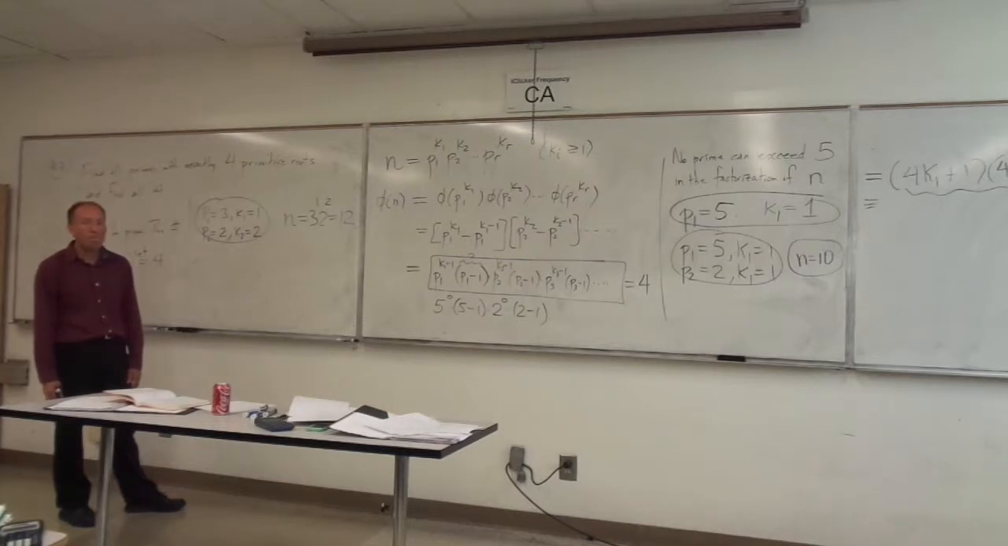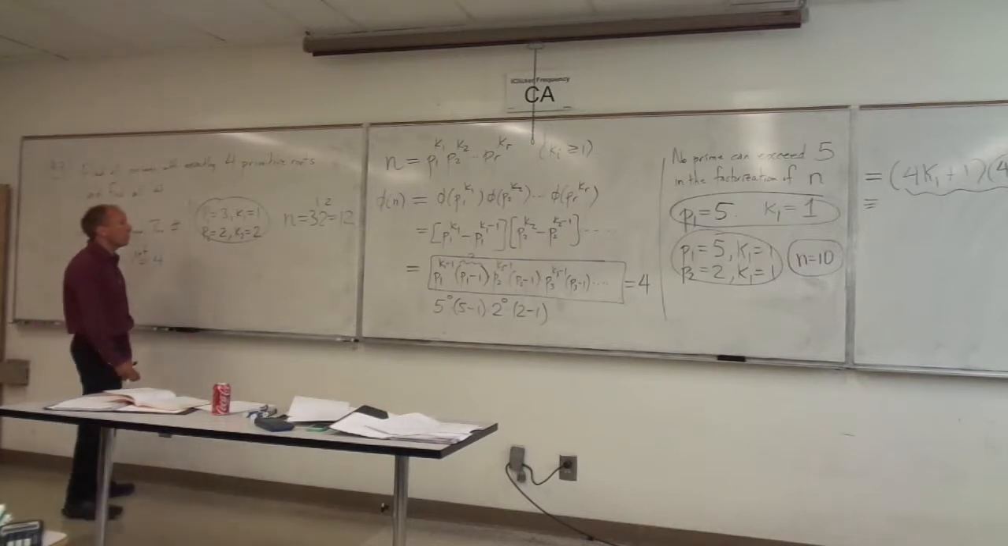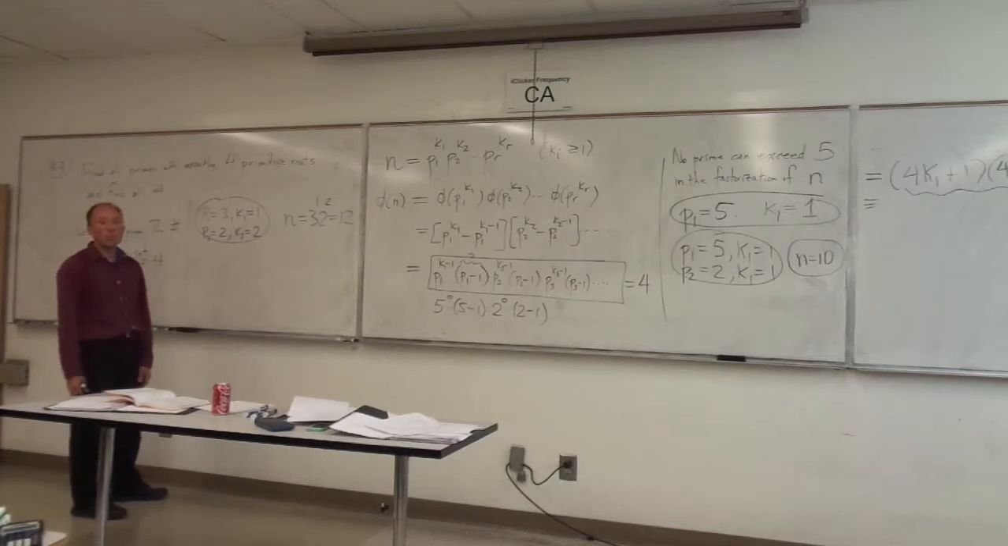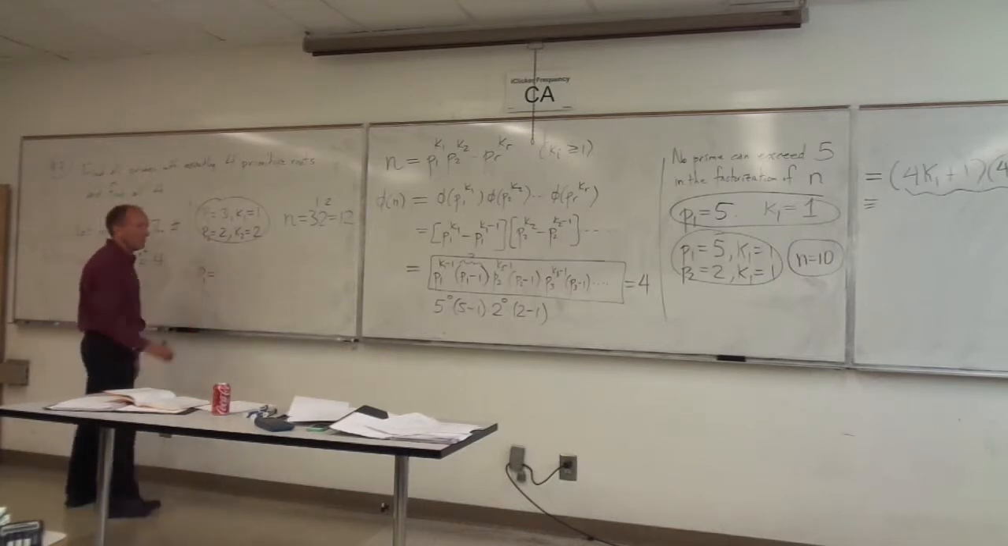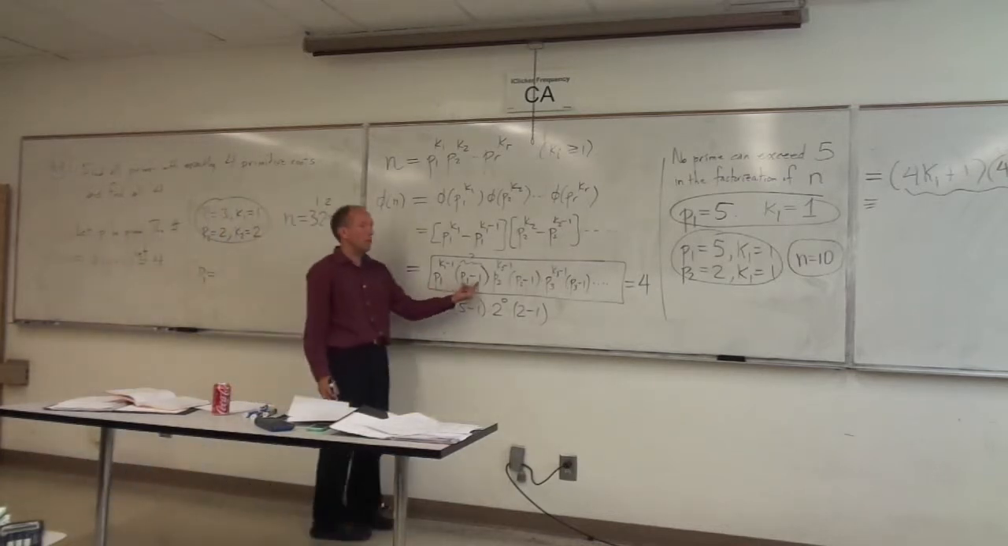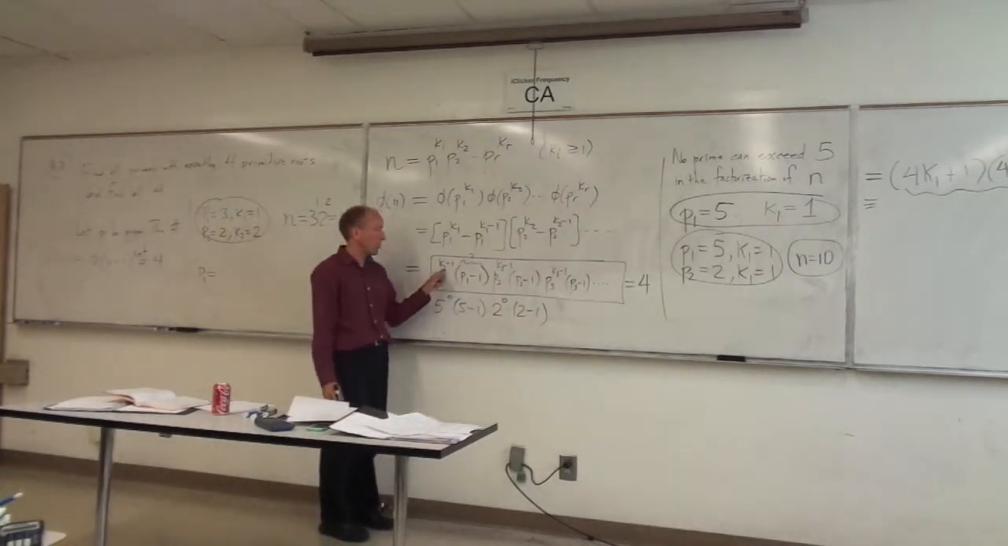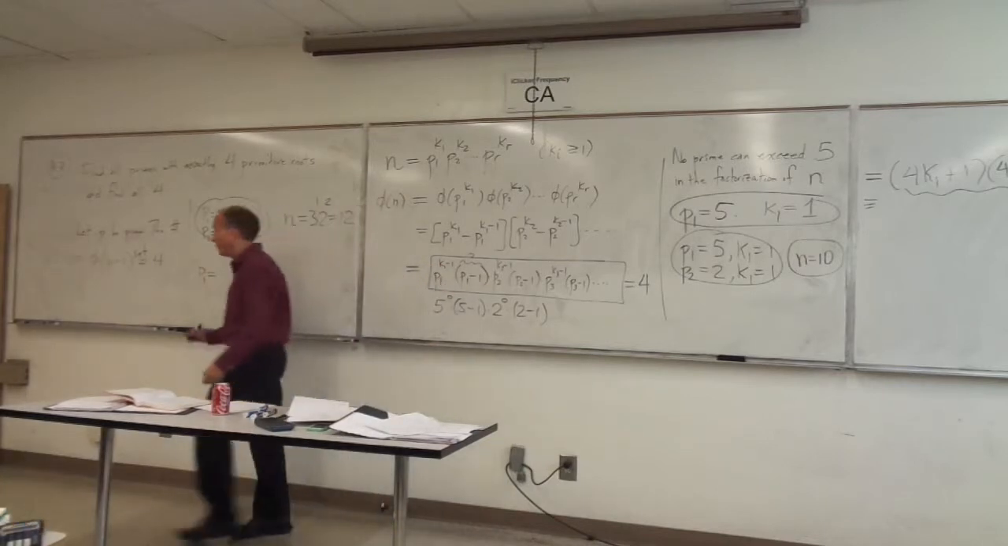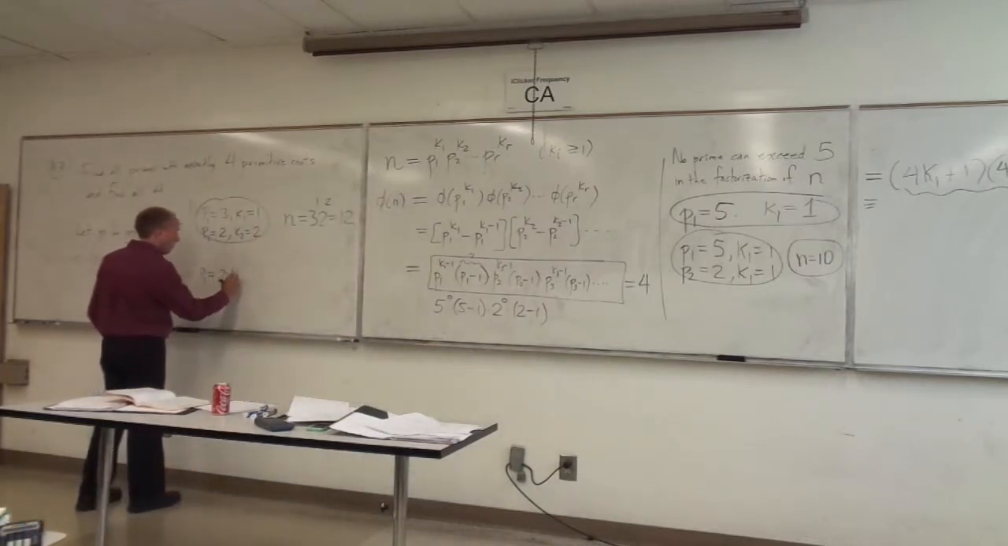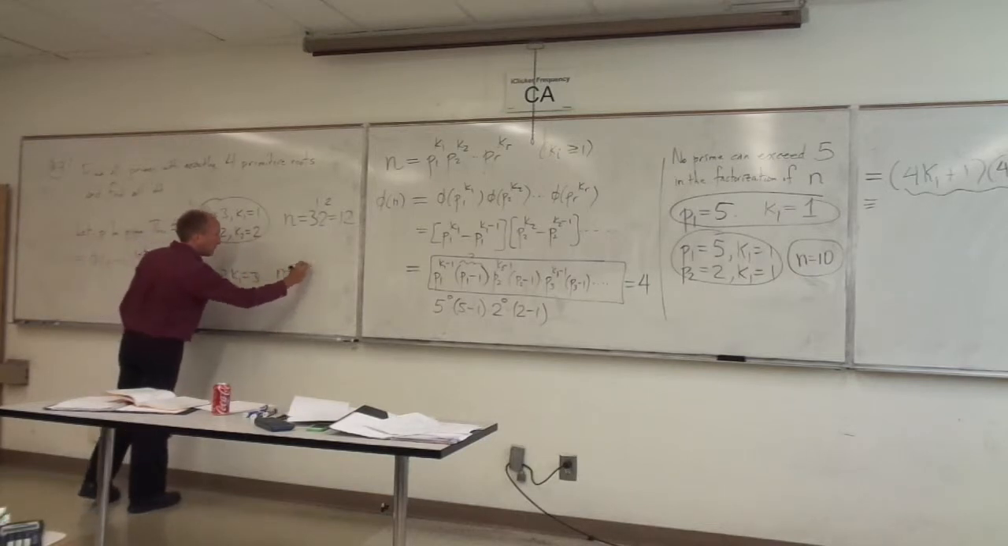So the only other thing we haven't looked at is, what if we just had only the prime 2? Is that possible? If P1 is 2 and it's my only prime, then I've just got to make sure that this exponent is big enough to give me 2 squared. So K1 would be 3. So P1 is 2, K1 is 3, that would give me n equal to 8.